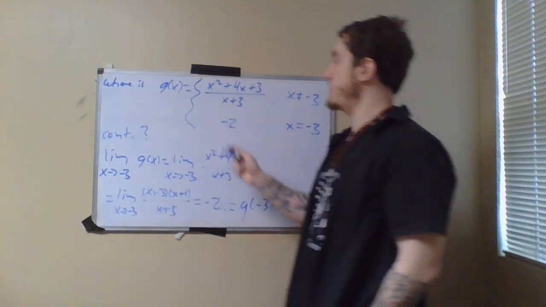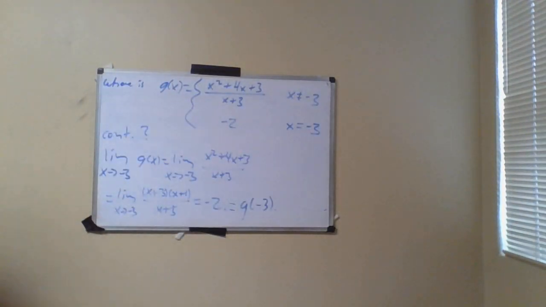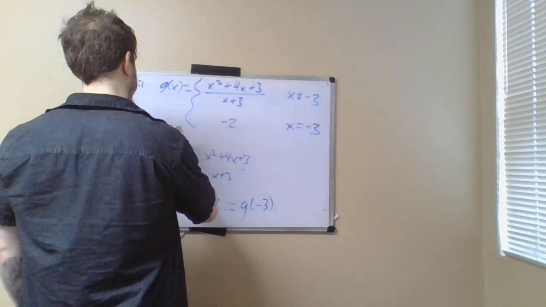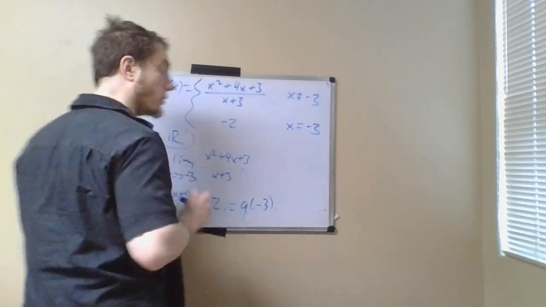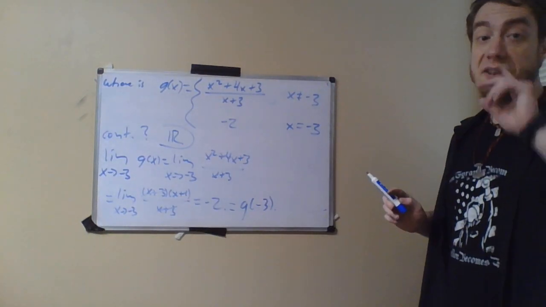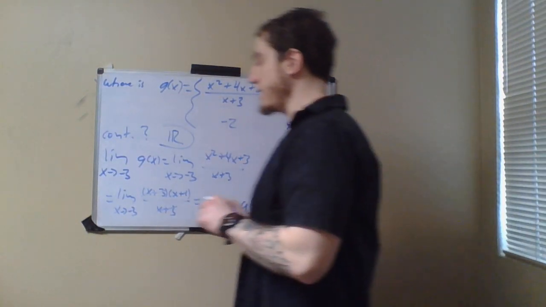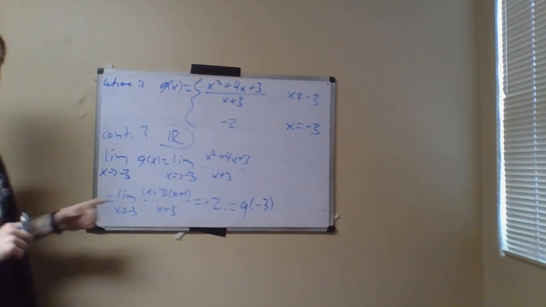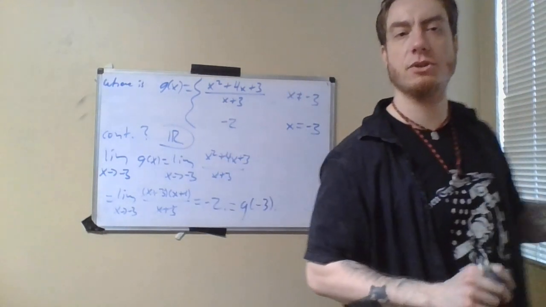Because the limit exists and it's equal to the function, which also exists at that point, this is actually continuous on all real numbers. Now, the reason why I think this is an interesting example is that there's a variety of reasons. This is a little different than some of the examples we looked at before.